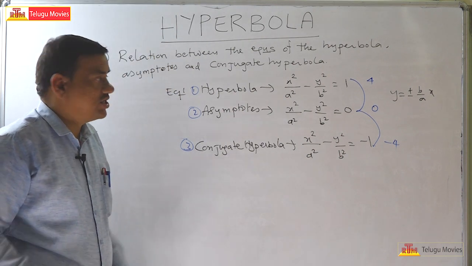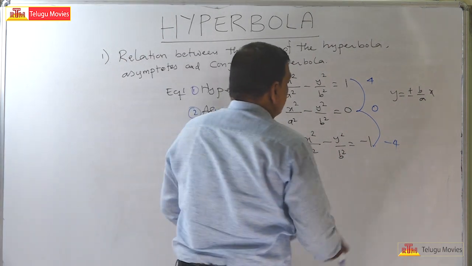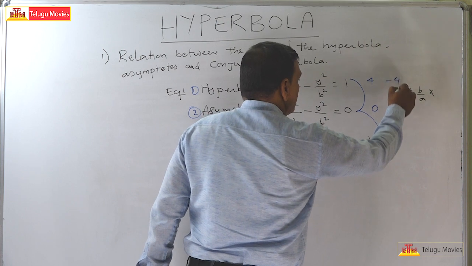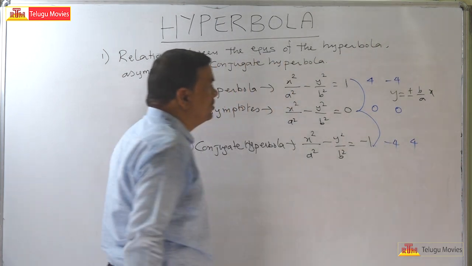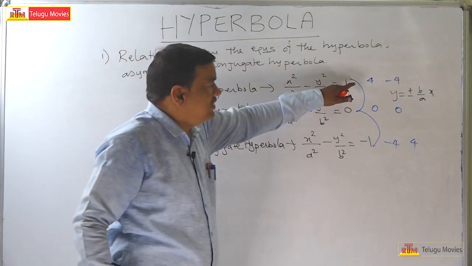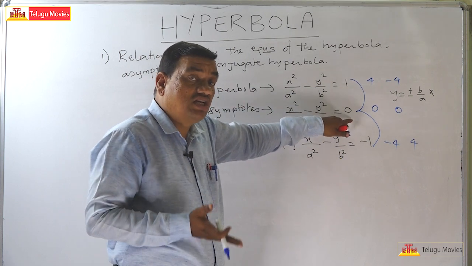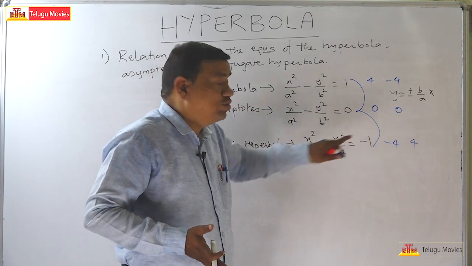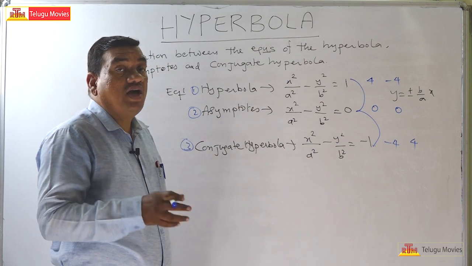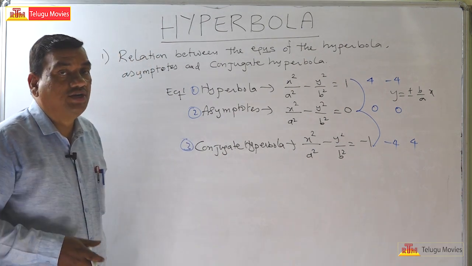Understand? So next one, if it is, for example, minus 4, it is 0, this should be 4. So whatever may be the difference between the first equation and second equation, the same difference should be maintained from second to third. That is the very important point to be noted.